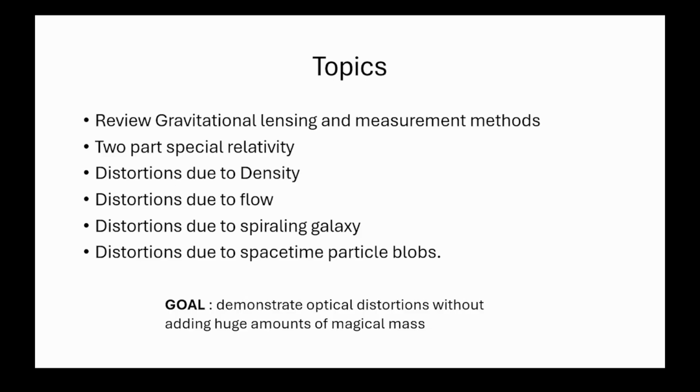And remember, the goal with this one is to demonstrate that we can create other optical distortions without adding a huge amount of magical mass. If the only tool we have available is a hammer, everything looks like a nail. And that's the same thing with dark matter. If our only tool to solving optical distortions is by adding mass, then everything we see is going to look like dark matter. Our goal here is just to give some other options and say that maybe willy-nilly adding mass all the time isn't the best answer.